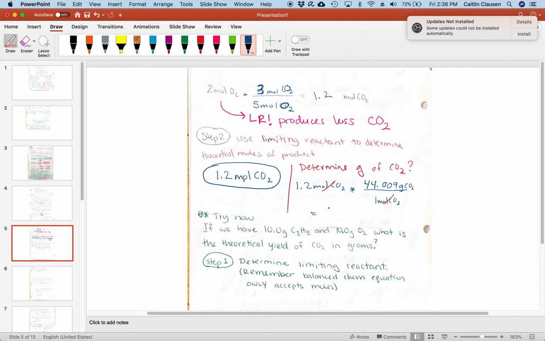I have to go by least number of sig figs. 2 sig figs and 1.2, so that's 53 grams of CO2 produced for theoretical yield in an ideal world. So I want you to try it.